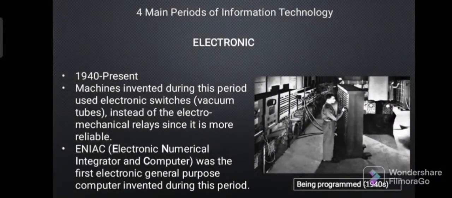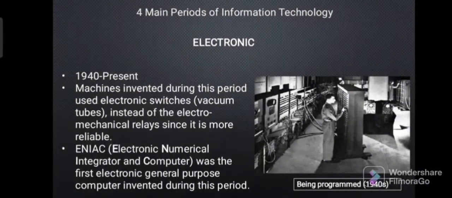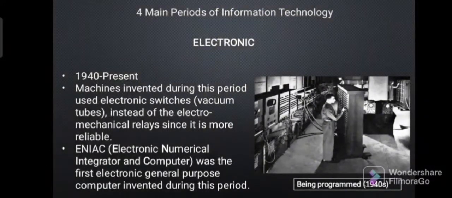Last is the electronic period, from 1940 up to the present time. Machines invented during this period use electronic switches like vacuum tubes instead of electromechanical relays since they are more reliable. ENIAC, the Electronic Numerical Integrator and Computer, was the first electronic general-purpose computer invented during this period.